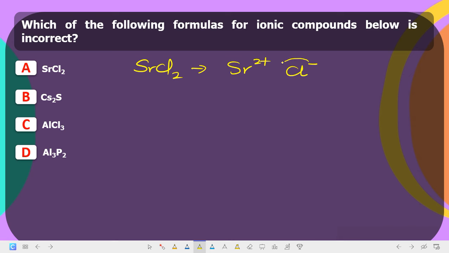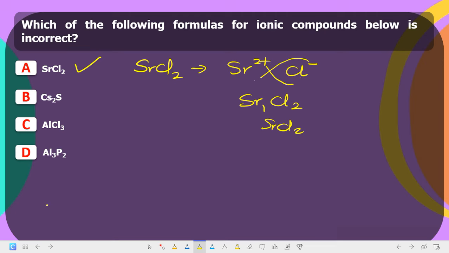Now, if they exchange, we are talking about the valency here, or the oxidation power here. So if they exchange valency, what will this become? The 2 of strontium goes to chlorine as its subscript, and that of chlorine will come here as 1, so chlorine will take 2 of what? Strontium, and this becomes SrCl2. So this first one is correct.